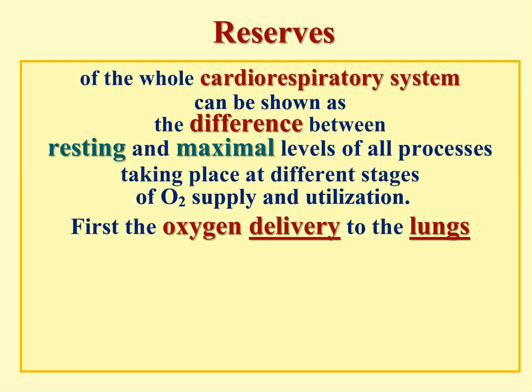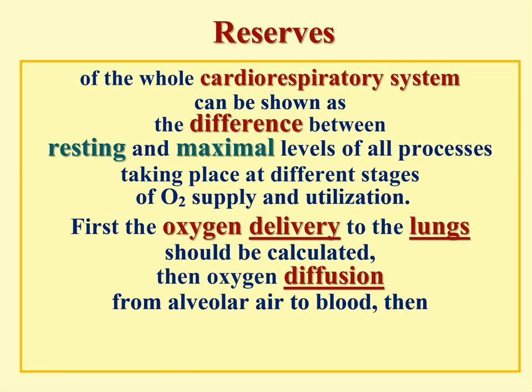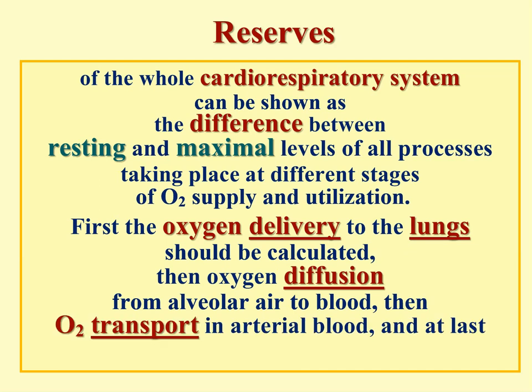The first, oxygen delivery to the lungs, calculation for both the resting and maximal level can be calculated on the basis of alveolar ventilation. Then we easily can transfer it into oxygen amount. Then next stage, oxygen diffusion in the lungs, and we know the oxygen diffusion capacity at rest and at maximal activity. So on the basis of these values we can calculate the amount of oxygen that diffuses normally and can diffuse under maximal exercise. Then transport of oxygen.